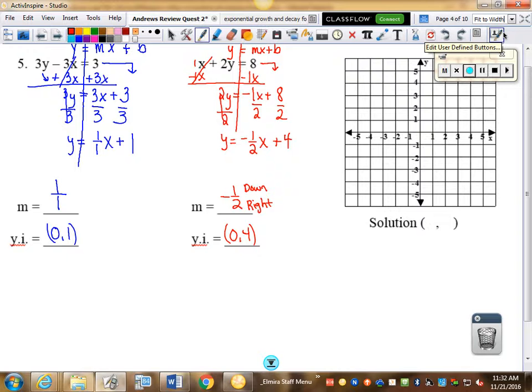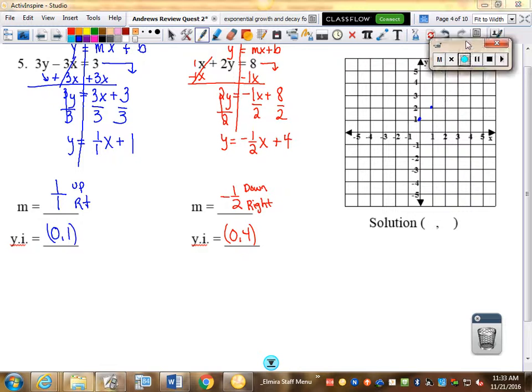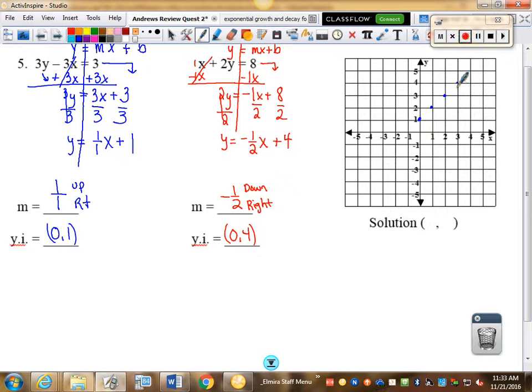Okay, now that I have that done, I can graph these lines. So my blue work is telling me to start on 0, 1. Positive 1 over 1 slope means go up 1 and right 1. Up 1, right 1. Up 1, right 1. And label. Remember to label the way it was originally written.